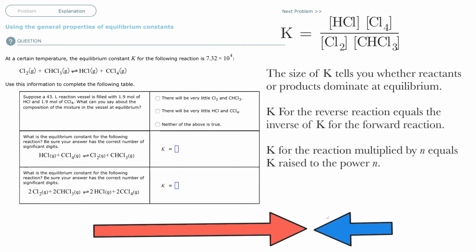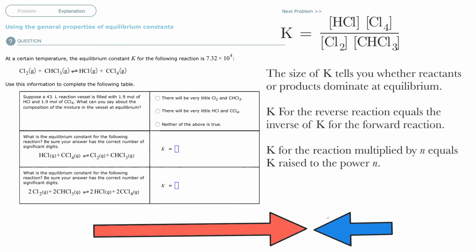Okay, so the first thing that I want you to remember is that the size of your constant, the size of your K, tells you whether reactants or products dominate at equilibrium. When these two stop moving, then you look, and whatever your K is, you're going to have more products.